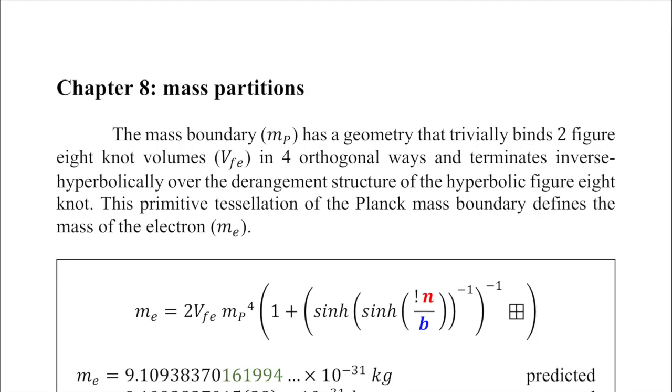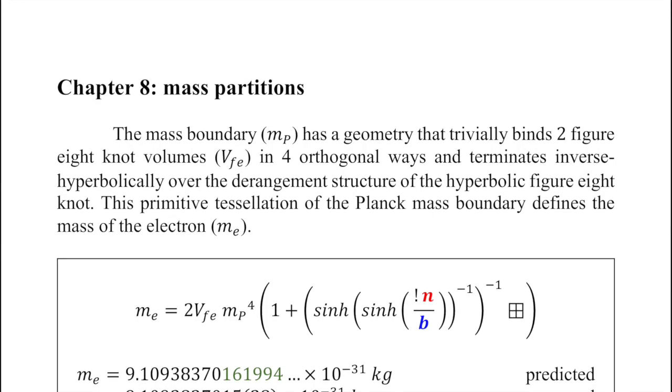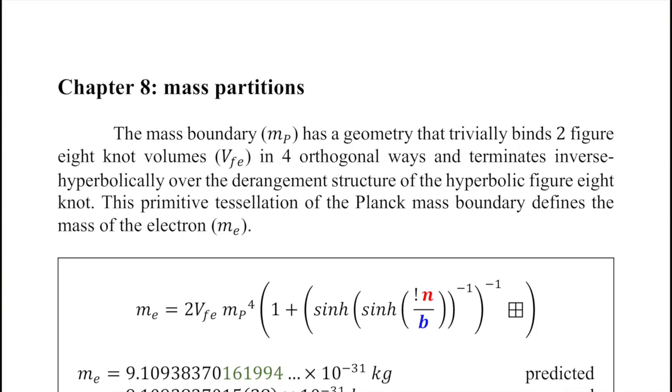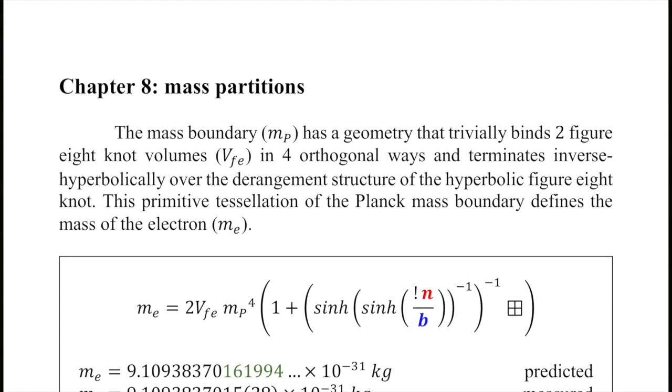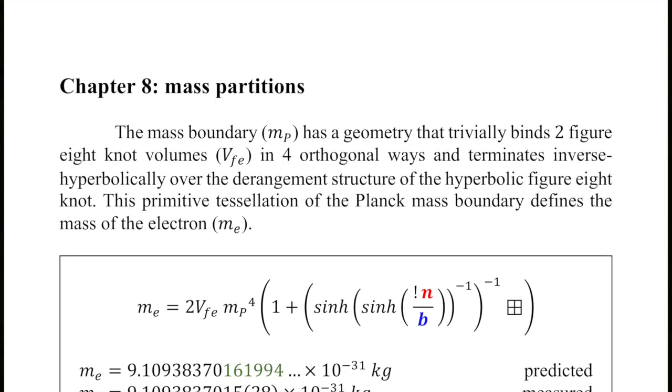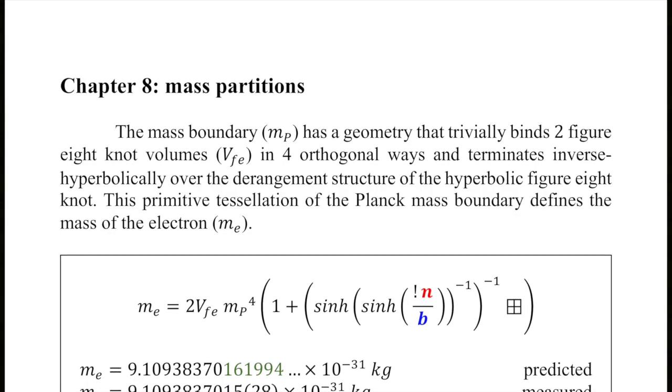Chapter 8, Mass Partitions. The mass boundary. This is probably going to be a familiar path now. We're going to explain not the Planck charge boundary this time, but the Planck mass boundary and its geometric arrangement. So the Planck mass boundary has a geometry that trivially binds two figure-8 knot volumes.